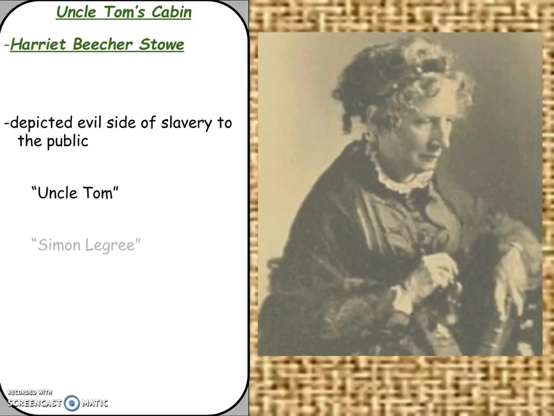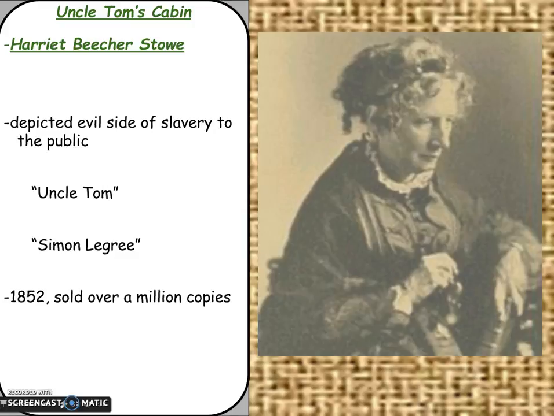And two of those main characters were Uncle Tom and Simon Legree. And these two characters were very stereotypical. So even though this book does depict the evil part of slavery, it does it in a very stereotypical way. In 1852 alone, this book sold over 1 million copies. Now, if you can imagine just what a major number of books that is, it was the kind of book that people read and passed on to their friends and relatives just to give them an insight into this particular issue.